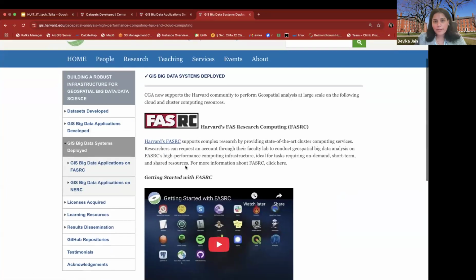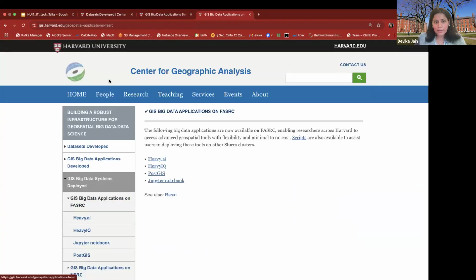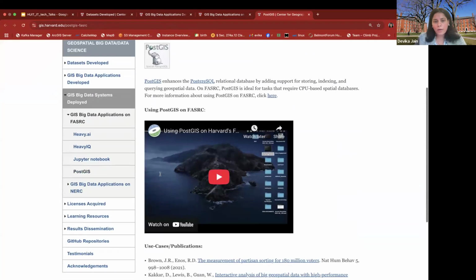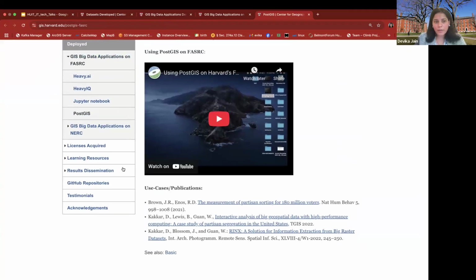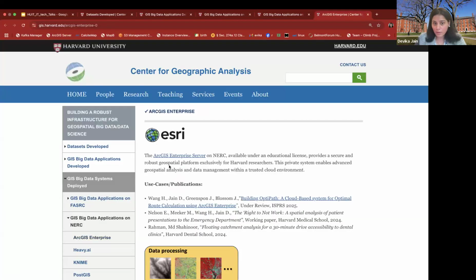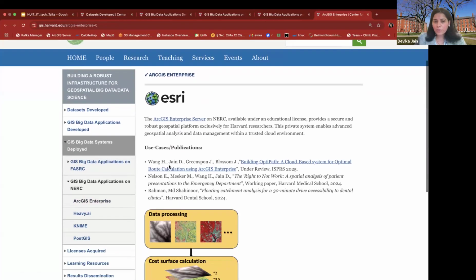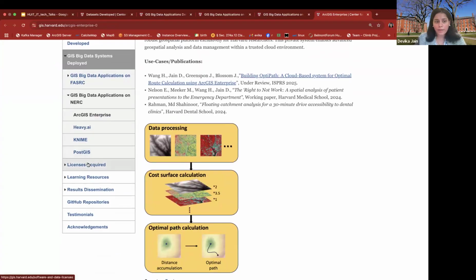Then we have deployed systems on FASRC and NERC, and we provide information about all these systems. On FASRC, these are the geospatial systems which you could use. When you click on any system, you can see our video self-led tutorial which will tell you how to use PostGIS on FASRC, what the use cases are, and how other people have used it. Similarly, on NERC, you can see how to launch ArcGIS Enterprise, and where you get the machine image to do it. Every piece of information is there for you to read, along with the corresponding publications and work in progress.